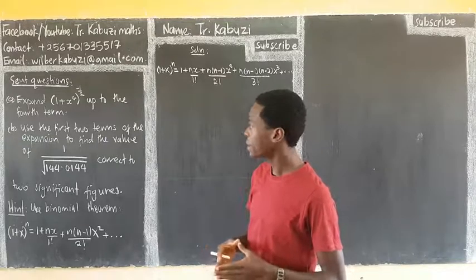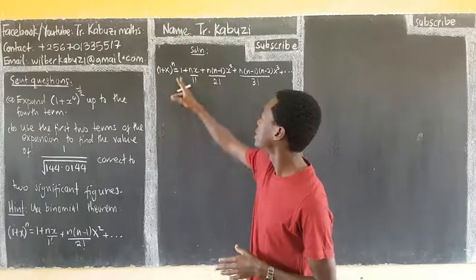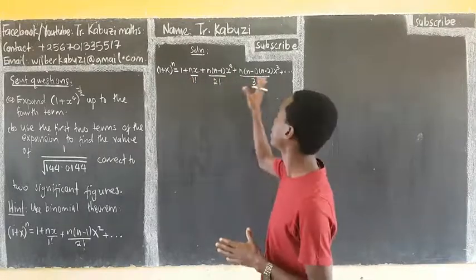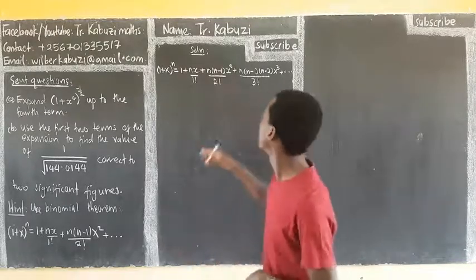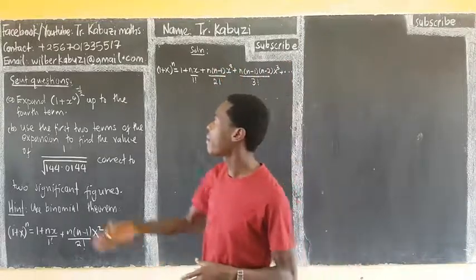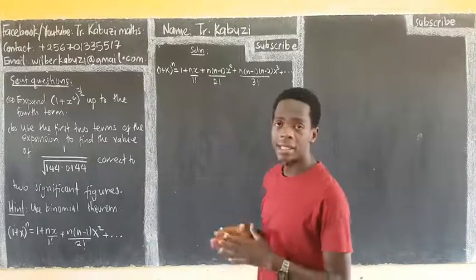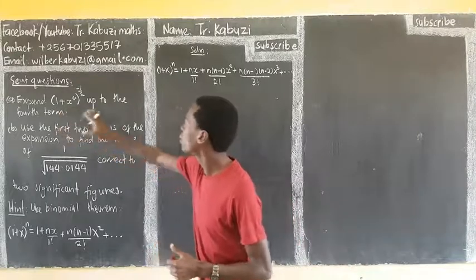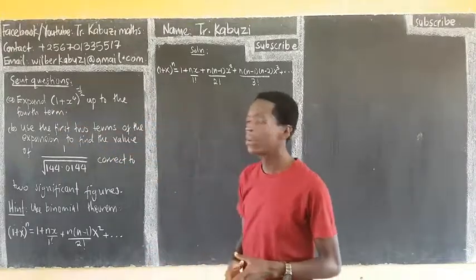Now, up to the first 4 terms, so you count: this is the first term, the second term, the third term, the 4th term. So these are the first 4 terms. Or they can say up to the term with x to the power 3. That's how we state it, and that's how we are going to use it. Our task is to compare this with this so that we can get our n, and then we shall handle the rest later.